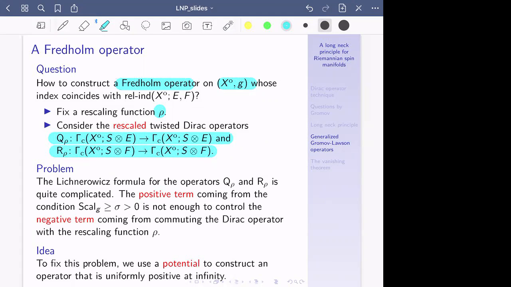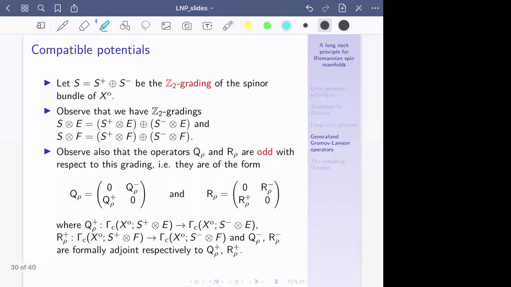Now, in order to fix this problem, I will make use of a potential in order to construct an operator which is uniformly positive at infinity. And operators which are uniformly positive at infinity are well known to be Fredholm. All right, so here is the way I perturb my operator.